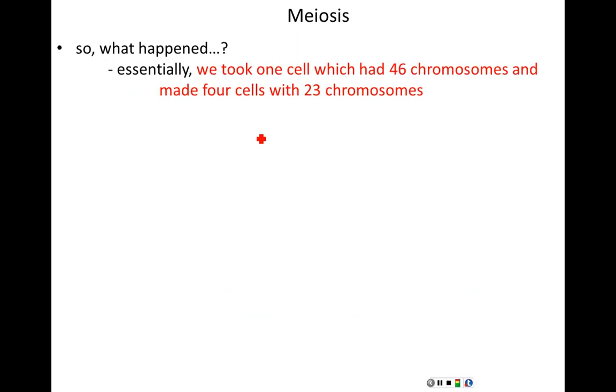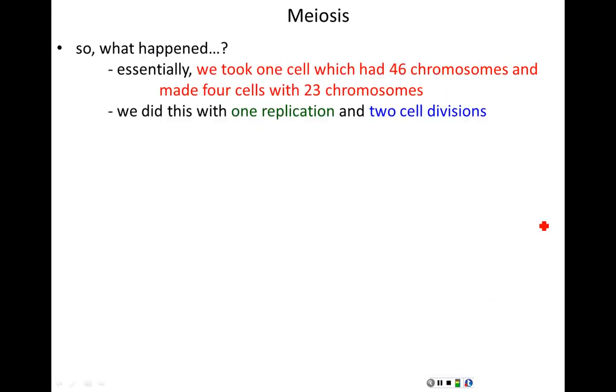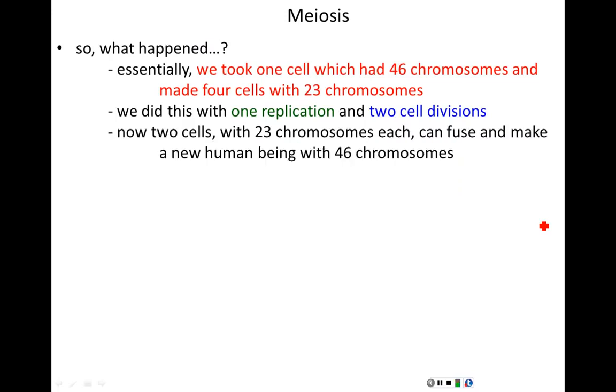To boil it down, though, in meiosis, we took one cell, which had 46 chromosomes if it was human, and made 4 cells, each with 23 chromosomes. We took one cell with 46 chromosomes, divided it into 2 cells with 23, and then separated sister chromatids to make 4 cells with 23 chromosomes, with reshuffling, crossing over, genetic recombination, adding variability. We were able to do this with 1 replication of our DNA and 2 rounds of cell division.